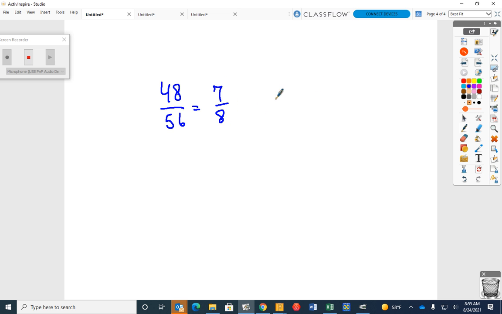Okay. And I asked you, does this ratio or do these form a proportion? In order to form a proportion, I'm going to see if one of them will reduce all the way down to the other. I have 7/8. Can I do anything with 48 over 56? What goes into both those numbers? 2. Okay, I can do 2.